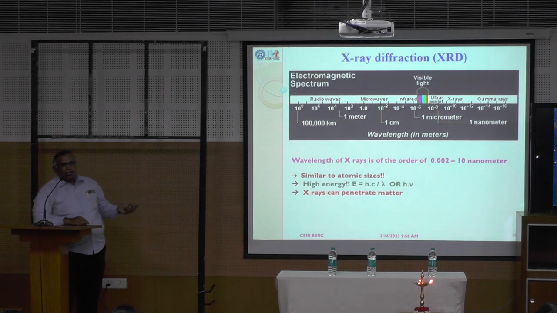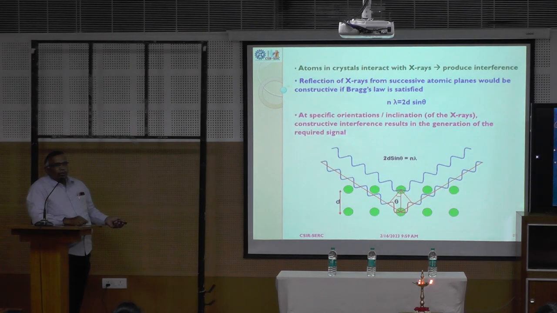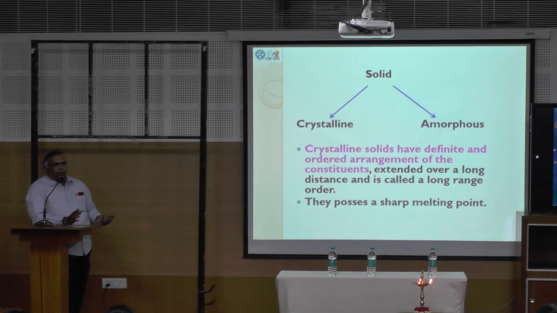X-ray diffraction uses atomic scale radiation. Solids we can classify into two: one is crystalline, another is amorphous. Crystalline is not so reactive, amorphous is reactive. Crystalline material has a regular periodic arrangement of atoms or molecules. They have a regular pattern, whereas amorphous material doesn't have any regular structure. Please note that our CSH, calcium silicate hydrate, and NASH, both are amorphous.